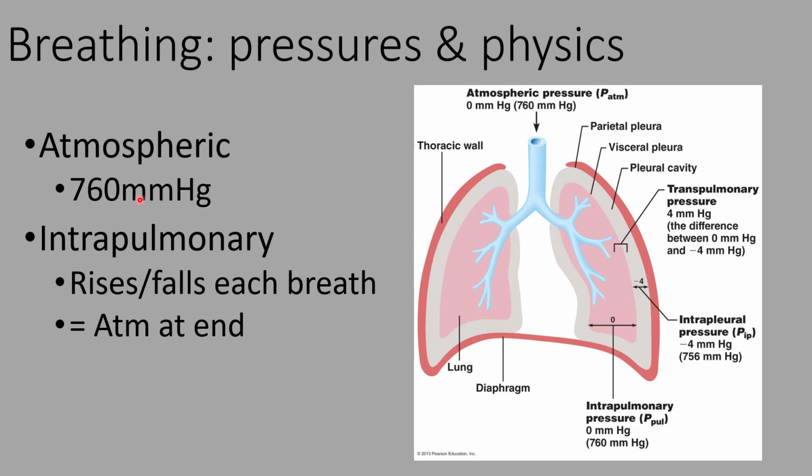So at sea level, the atmospheric pressure is 760 mmHg. That means when you go outside, even when you don't think that you're really feeling anything, there is actually 760 millimeters of mercury of pressure from the atmosphere pushing down on you. So that's one of the pressures we're going to be talking about: atmospheric pressure. And like I said, at sea level.